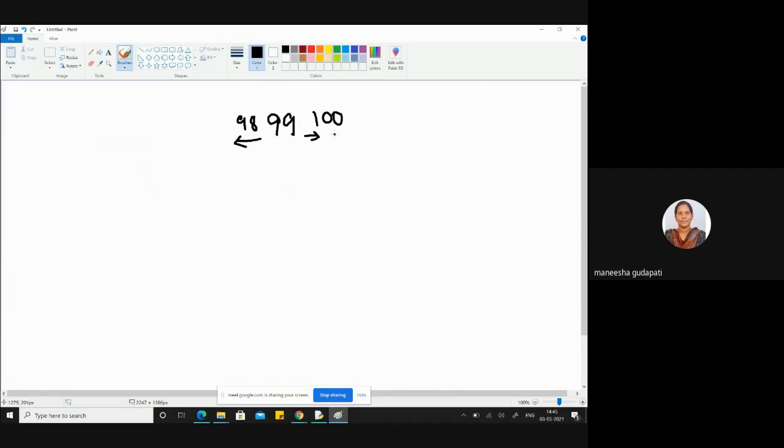So next, take one more step. Here I will get 101. In the same way, I will get 97. Again, check whether 97 is a palindrome or not, 101 a palindrome or not. Here 101 is a palindrome. So immediately print 101 as the palindrome.